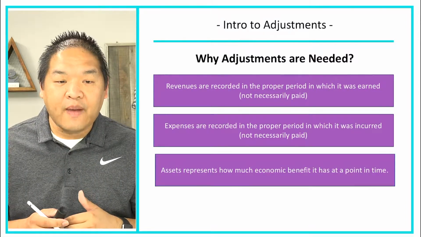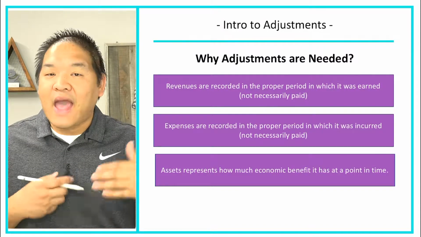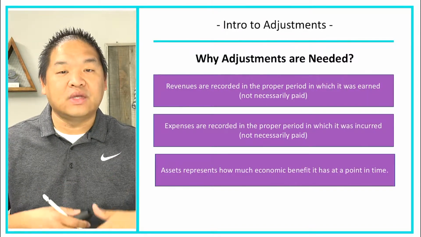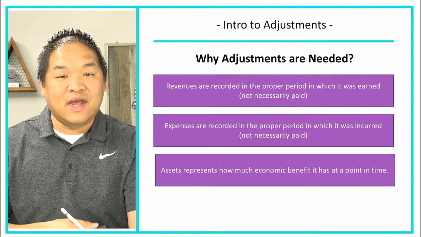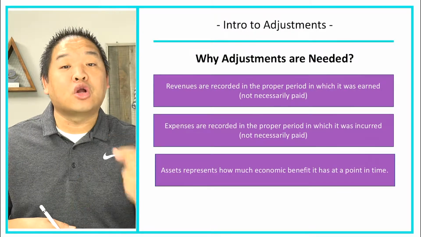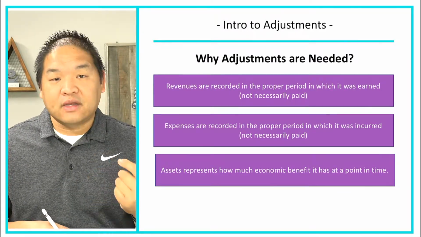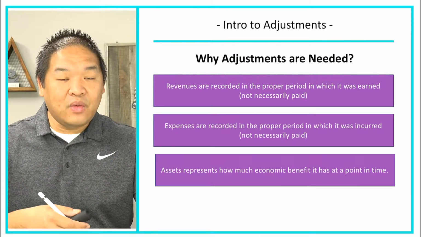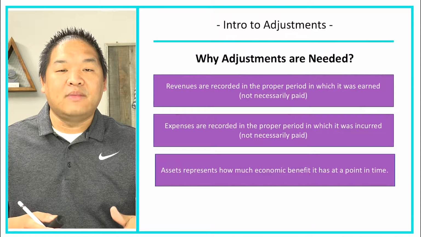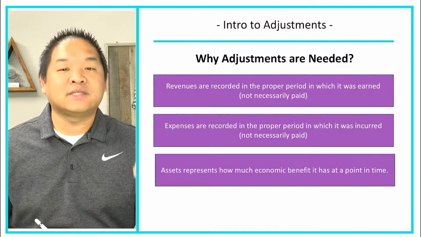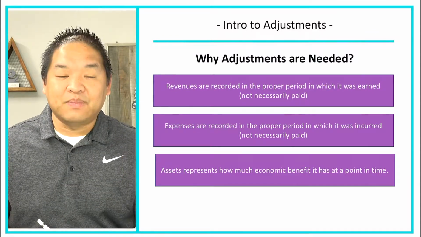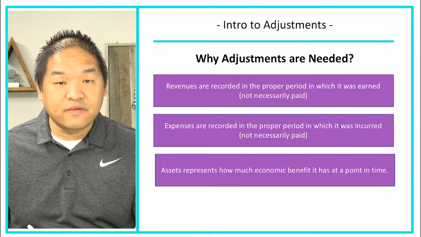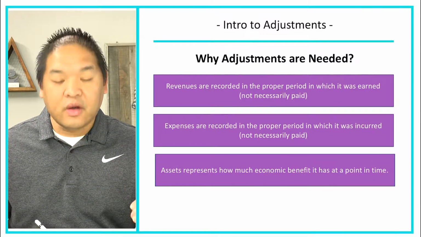Assets represent how much economic benefit we have at a point in time. So we need to make sure that all of our assets represent what we actually have or what we actually are expected to receive in any given period. So if we earned revenue, then technically we would expect payment in the future. We might not get the payment today, but we expect it in the future. Therefore, we need to make sure our assets properly reflect how much is owed to us at the end of the period based on all the services that we performed so far.